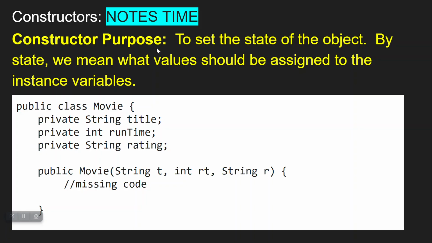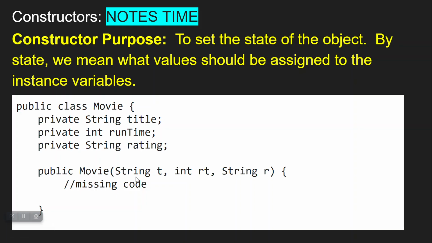Now, why do we have the constructor? The constructor is here to set the state of the object. That's basically what the constructor is designed to do. By state, we mean what values should be assigned to the instance variables. When you create a class file, up here, you're just declaring the instance variables. You're not initializing them to anything. You don't have them set to anything. There's no equal sign over here. So that's what the constructor is designed to do.